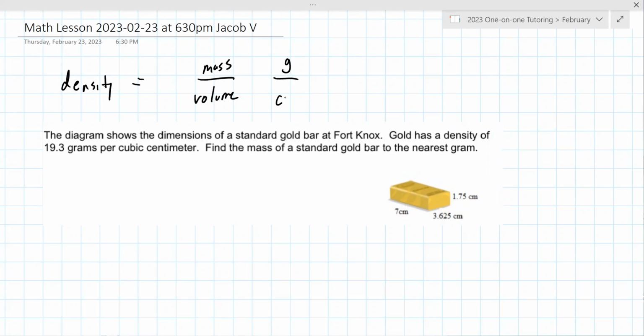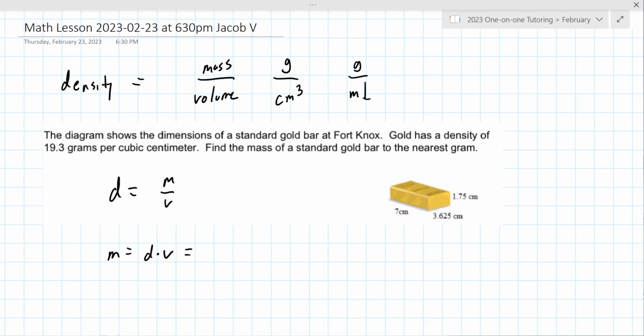Volume is going to be in centimeters cubed, but this could change. Sometimes they do grams per milliliter, and it just depends on the problem that you're doing. So in shorthand, density, D, is mass over volume. To find the mass, you take the density and you multiply it by volume.